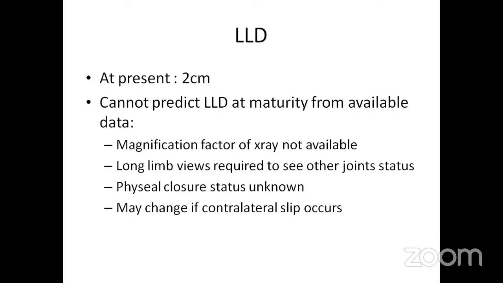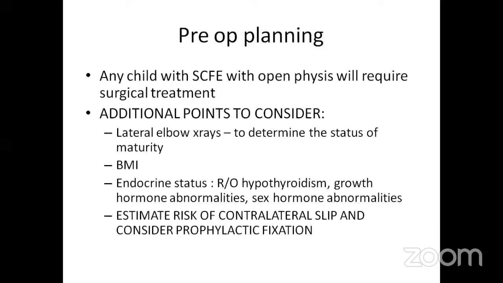Now, the limb length discrepancy in this case at present is 2 centimeters. To predict the limb length discrepancy at maturity, we need the magnification factor of the X-ray as well as long limb views, that is the scanogram. And we need to know the physeal closure status of this patient. Since there is a possibility of a contralateral slip, if that happens before maturity, the limb length discrepancy can change. Now, any child with slipped capital femoral epiphysis with open physis will require surgical treatment.